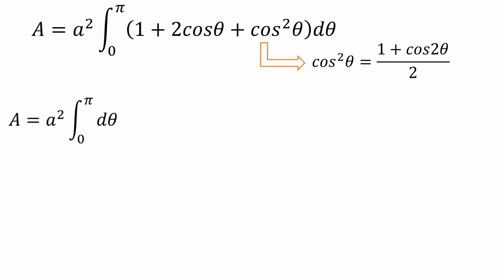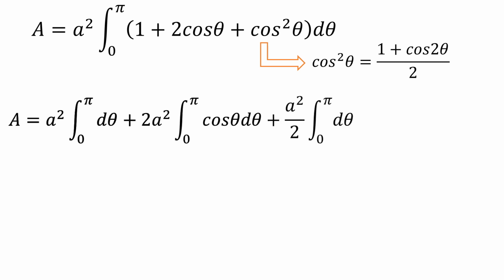Expanding the integral and at the same time substituting the identity for cosine squared theta, we get A is equal to a squared times the integral from 0 to pi d theta plus 2a squared times the integral from 0 to pi of cosine theta d theta plus a squared over 2 of the integral from 0 to pi d theta plus a squared over 2 times the integral from 0 to pi times the cosine of 2 theta d theta.